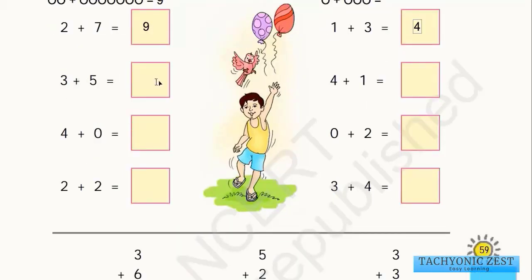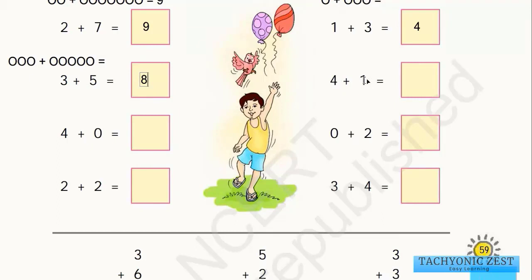Next is 3 plus 5 is equal to. At first we have how many balls? 3 balls. So we will draw 3 balls: 1, 2, 3. Plus next it is saying we have to add 5. So we will draw 5 more balls: 1, 2, 3, 4, 5. To find the total, we'll count all the balls together: 1, 2, 3, 4, 5, 6, 7, 8. So finally what we get here is 8. So the answer to this question is 8.